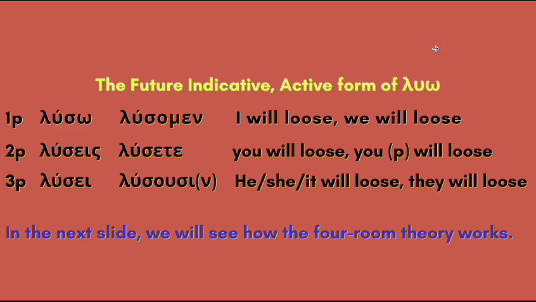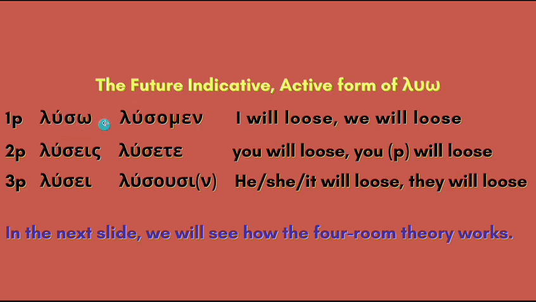The future indicative active form of luo. Let's look at this example. By now, you should be friendly with this verb. It's a regular verb, luo. This is the present tense. But now when we change it to the future tense, this is how it will look. First person singular will look like this: luso. You see the sigma? It will have sigma as a sign of tense.